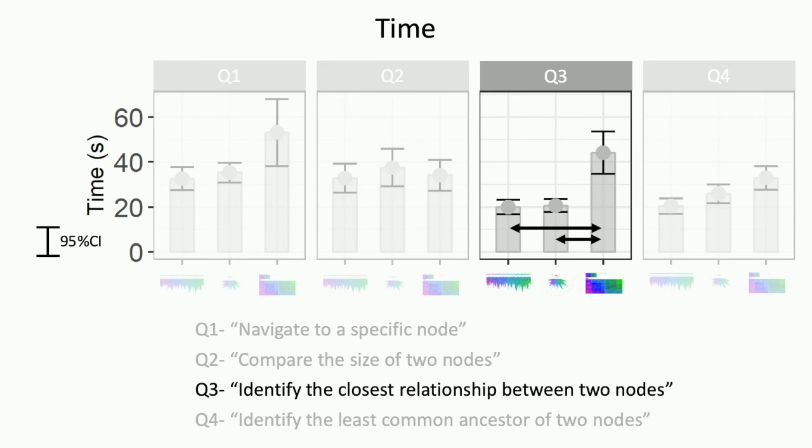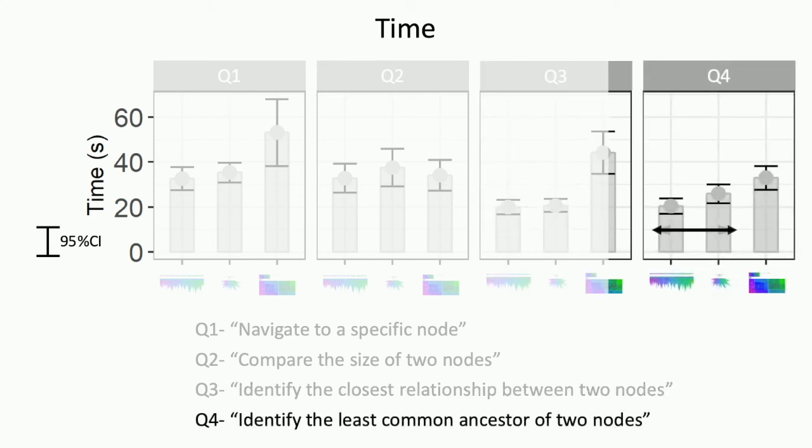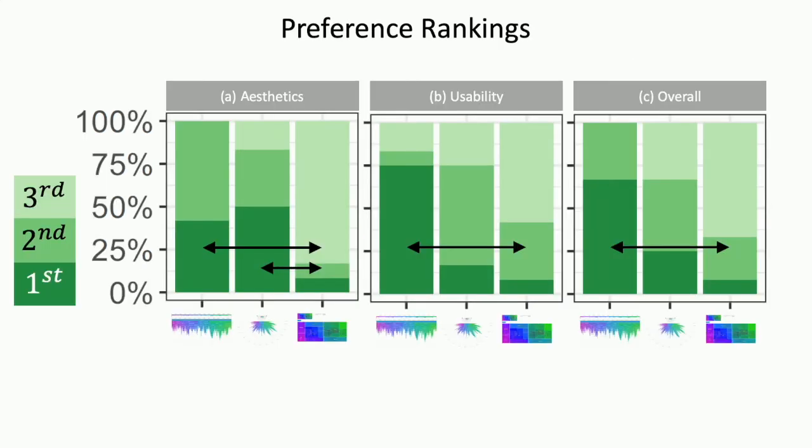For question 3, like question 1, we found tree map was slower than the other visualizations. And for the last task, we found the Hierarchical plot was faster than the tree map. Sundown tended to be faster than tree map, but there is no statistical significance there. We also asked participants to rank their preference in terms of visual design, usability, and overall. We found the Hierarchical plot was generally preferred.